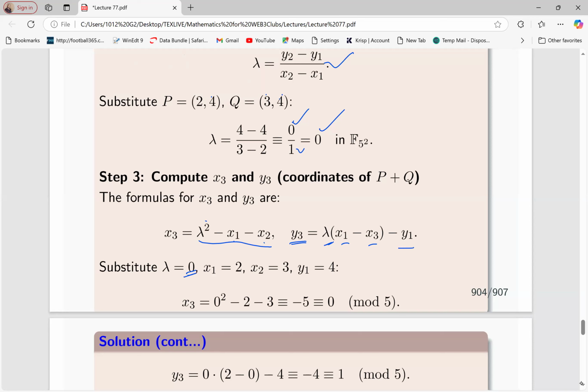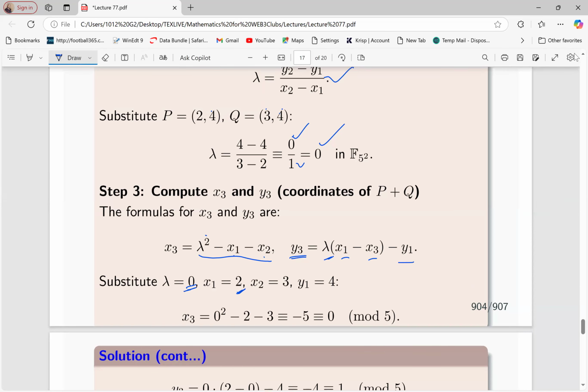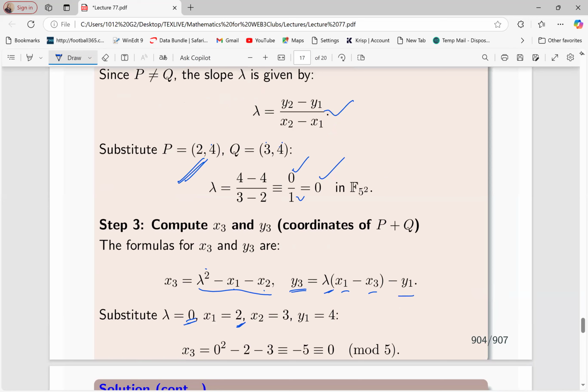Now, the gradient is 0. X1 is 2 from the question, because we're talking about this point. X1 is 2 and X2 is 3, and Y1 is 4. So just substitute these values and find what the new coordinate of the sum is. Because when you sum them, it gives you another point, and it's that other point that we're looking for, its X coordinate and its Y coordinate.